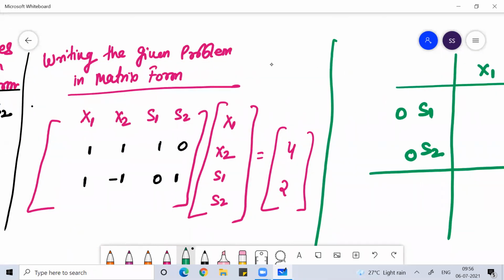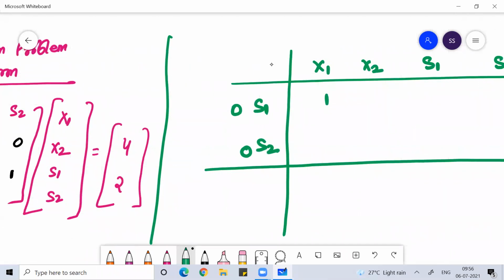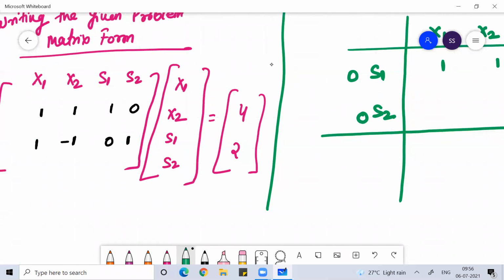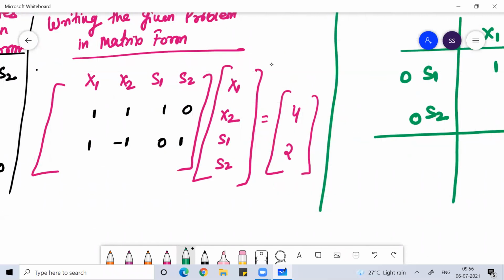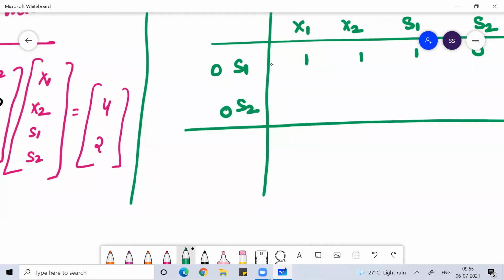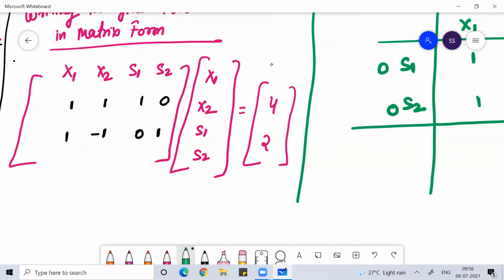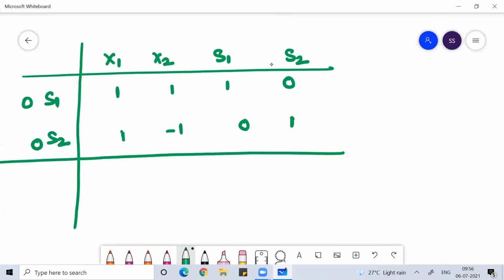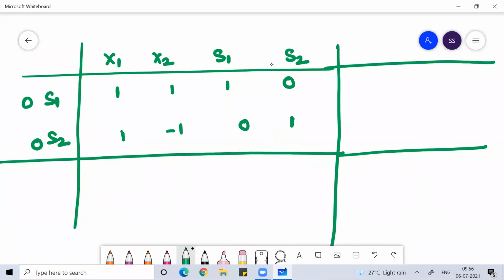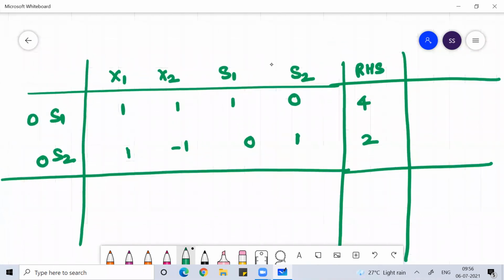1, 1, 1, 0, then 1, minus 1, 0, 1. And your RHS is 4 and 2. Write it here, your theta.